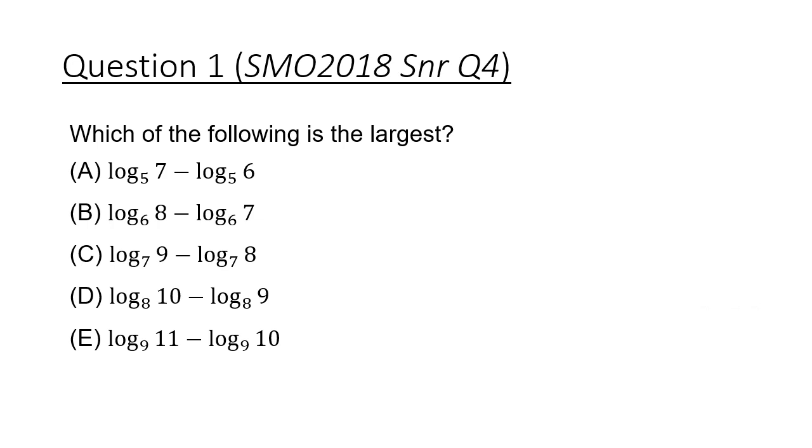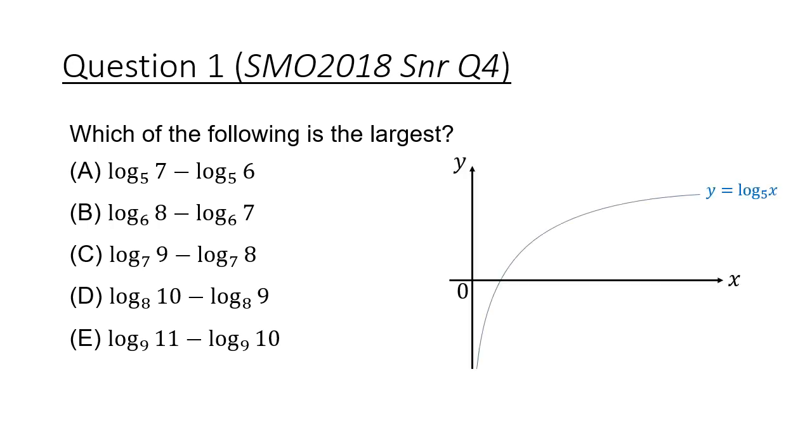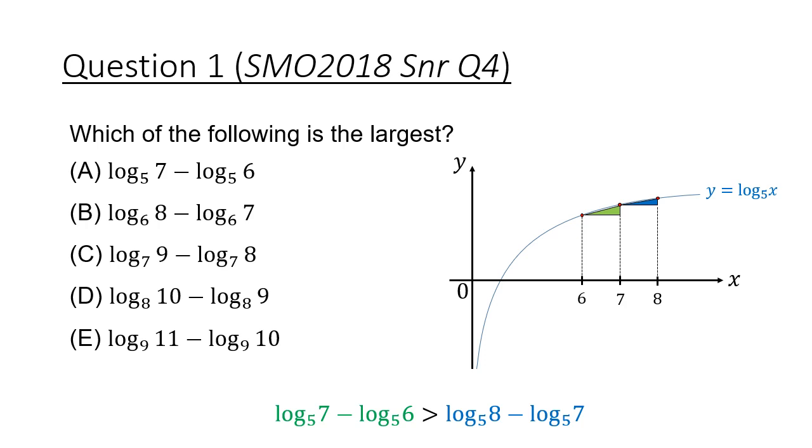Now in order to solve this question, we need the graph of log base 5 of x. What is the physical representation of log base 5 of 7 minus log base 5 of 6? It is actually the height of this green triangle with a unit base, and this is clearly taller than this blue triangle, which represents log base 5 of 8 minus log base 5 of 7. And that's quite close to option B. But where does option B lie?